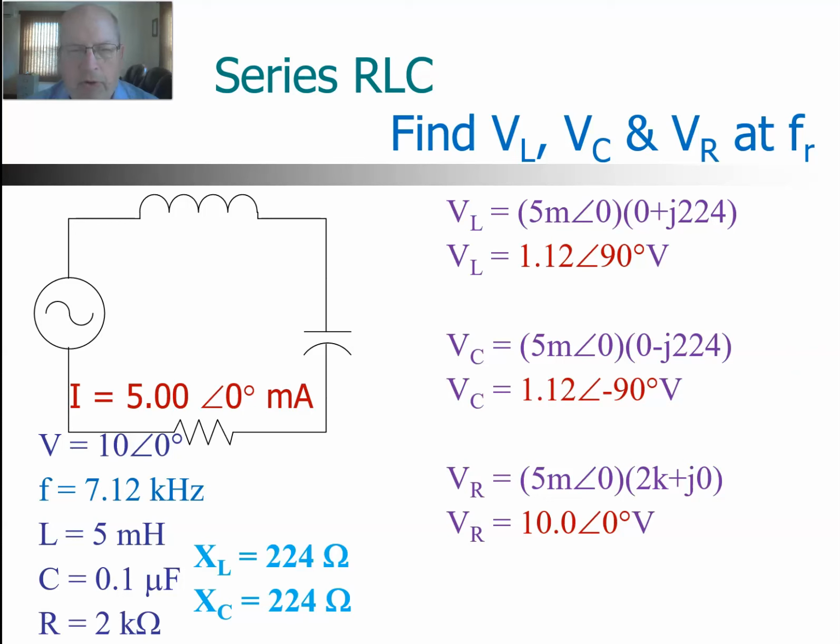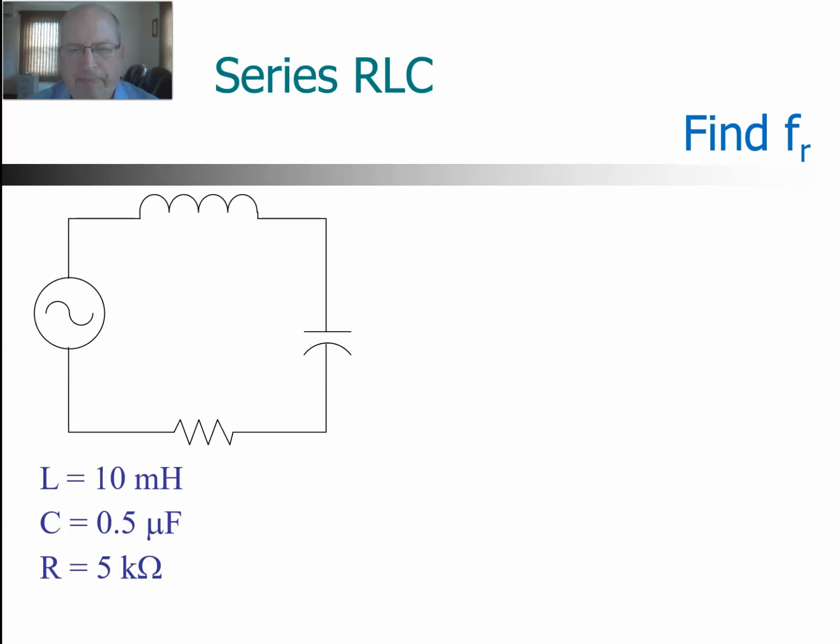Now, if we were to do Kirchhoff's voltage law, adding up all the voltages around the loop, we'd have a source voltage of 10 angle 0, and then the inductor and the capacitor. Notice the inductor is at angle 90 and the capacitor is at angle minus 90. They're going to cancel out, and therefore the sum of the voltages will equal 0.